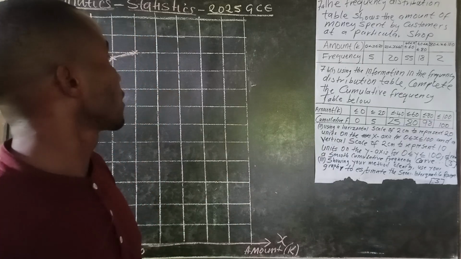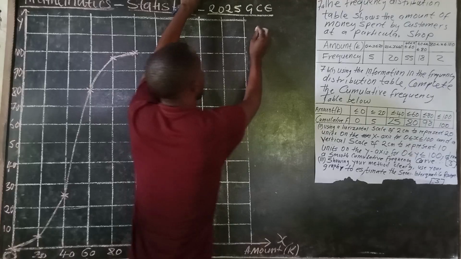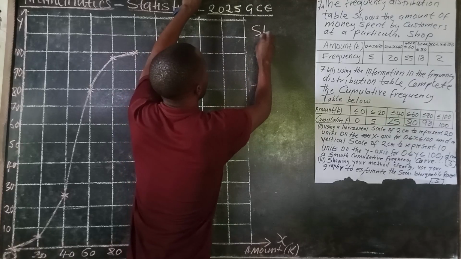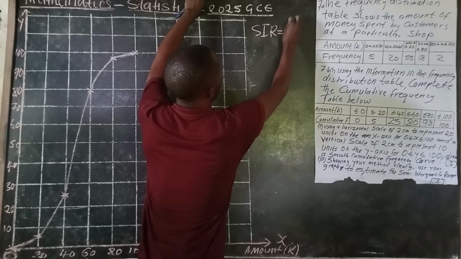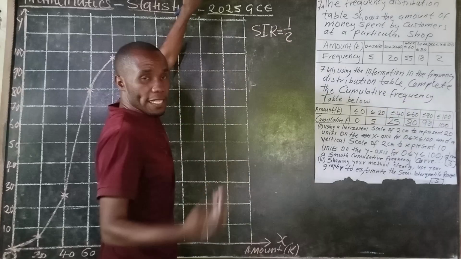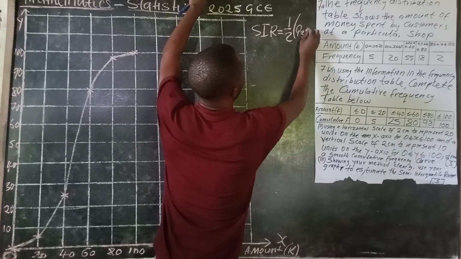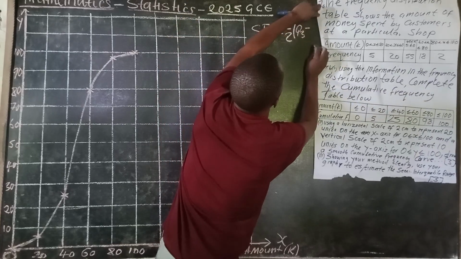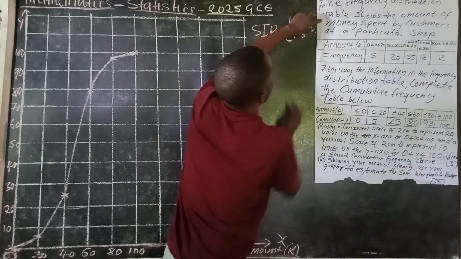So semi-interquartile range is equal to half. Semi, that is half. Okay. Upper quartile minus lower quartile. Okay.